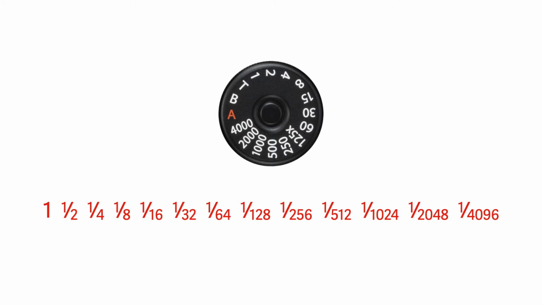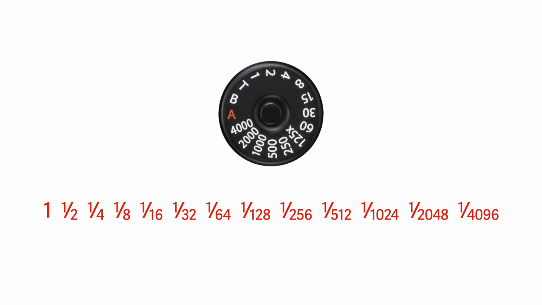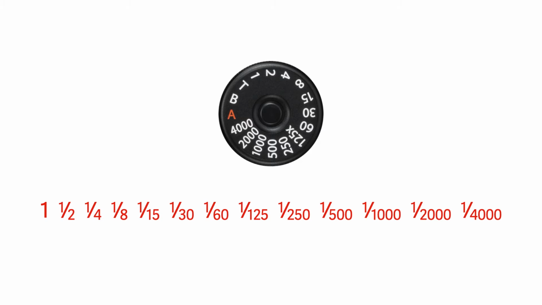Notice that these numbers follow the same progression as the ISO scale. If we move from the right to the left, we are multiplying each number by 2. If we move from the left to the right, we are dividing each number by 2. And then, to make them easier to remember and work with, these fractions are rounded off. So we get 1/15th of a second, 1/30th of a second, 1/60th of a second, etc.